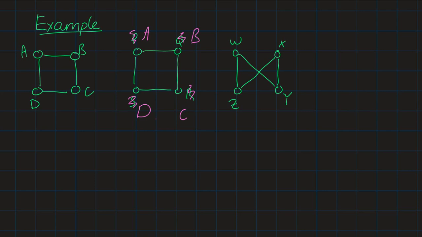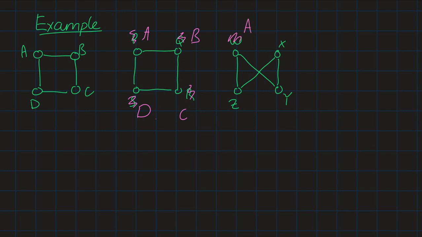Let's move on to the next one. This one's a bit trickier. It would be incorrect to do A, B, C, D. This is incorrect because if we consider the left graph, we see that there's no edge between A and C. But if we consider the rightmost graph, there is an edge between A and C. So this is an incorrect labeling. But it is possible to find a correct labeling.